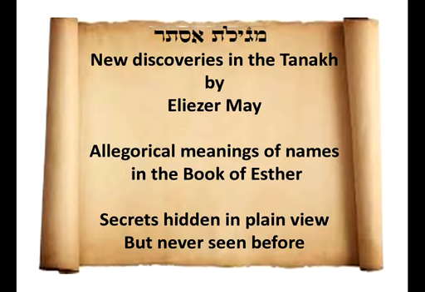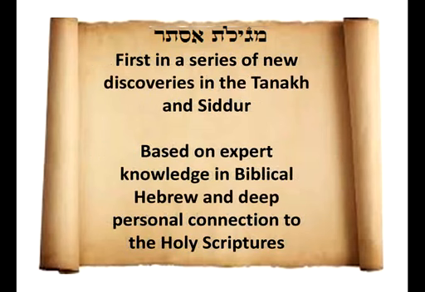This is hopefully going to be the first in a series. In this particular chapter, we will discuss the allegorical meanings of all of the names in the book of Esther. These are secrets which are hidden in plain view, but somehow nobody has ever seen them before. As I said, this is just the first in a series of my new discoveries. It is based on expert knowledge in biblical Hebrew, Aramaic, and my deep personal connection to our holy scriptures.